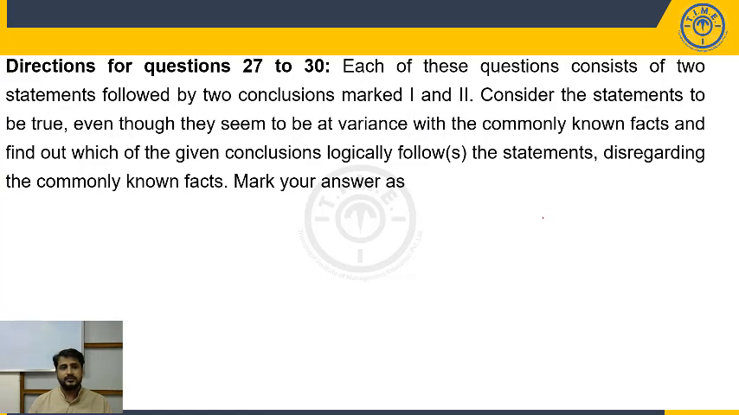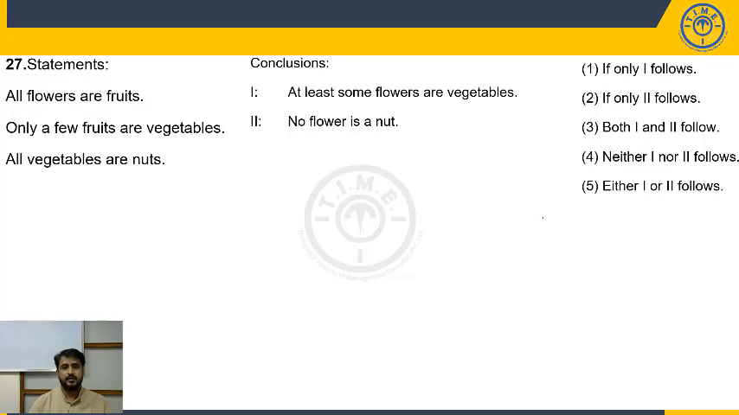Each of these questions consists of two statements followed by two conclusions marked 1 and 2. Consider the statements to be true even if they seem to be at variance with commonly known facts, and find out which of the given conclusions logically follows the statements, disregarding the commonly known facts. Mark your answer as syllogism questions. Okay. First, draw the basic diagram for the given statements.